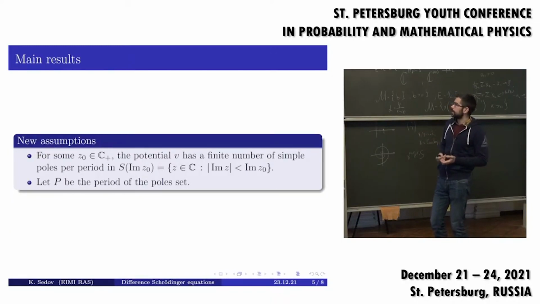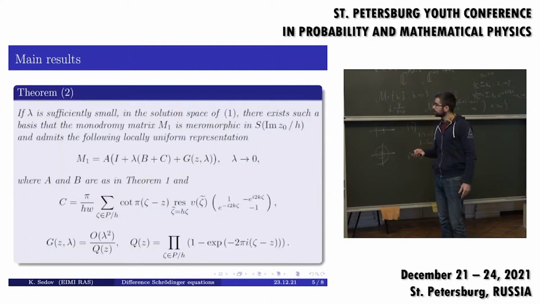That is, we assume that the potential is meromorphic in some strip, and it has a finite number of simple poles per its period. Also, here we have a notation that P is a period of the pole set. And under these assumptions, we prove the following theorem. Here we can see that the contributions to the monodromy matrix from the pole set are clearly distinguished.